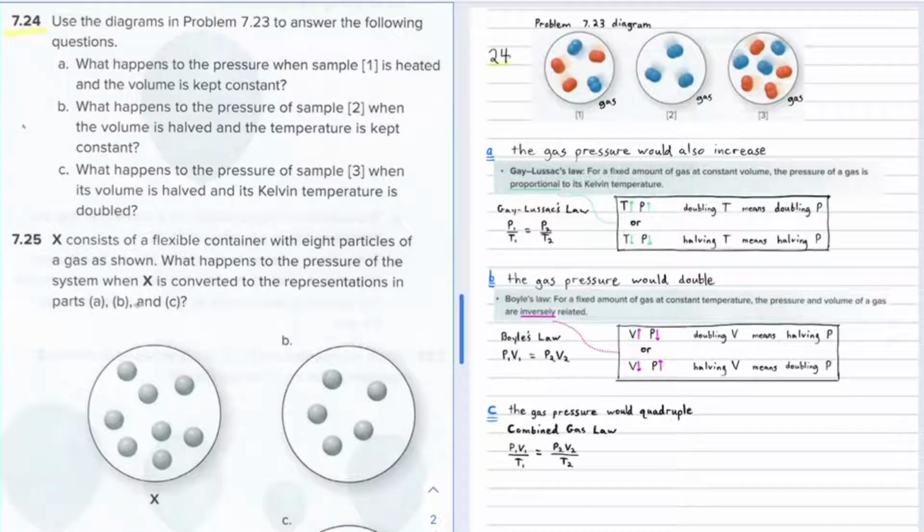Problem 24. Use the diagrams in problem 23 to answer the following questions. And we have 3 questions here.